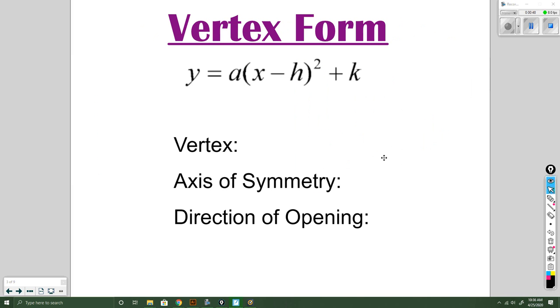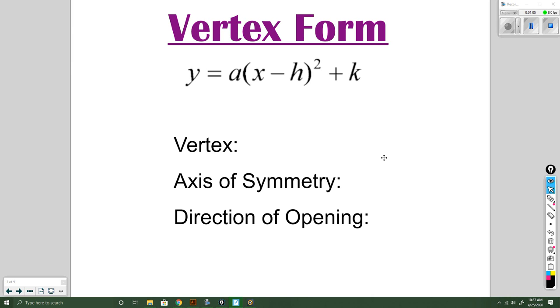So getting into talking about the graph of a parabola, we have vertex form. Now we did already talk about vertex form in this last section. So we graph functions in vertex form. But this isn't the only vertex form for a parabola. Right? This equation is in terms of y, and we can also have equations that are in terms of x.